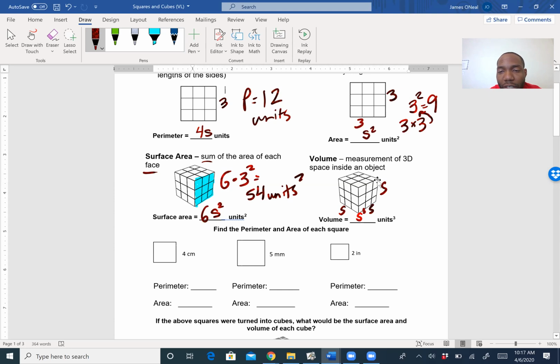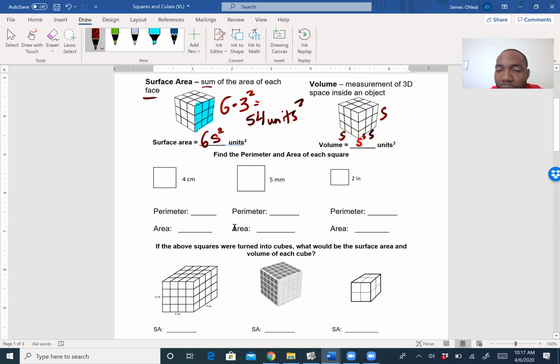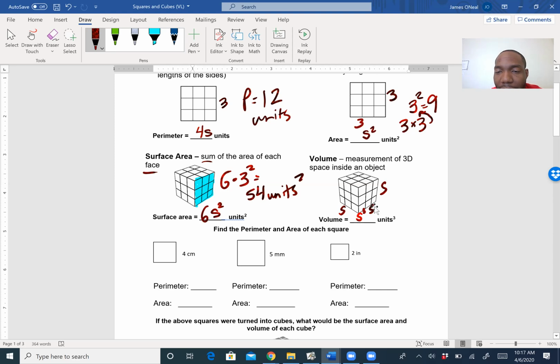Okay? For this one, it's going to be side times side times side, so the volume is equal to s cubed. All right? So now we're going to practice using these formulas. If this side is 3, then the volume will be equal to 3 cubed. 3 cubed is 27.